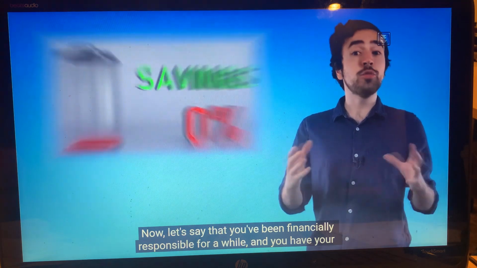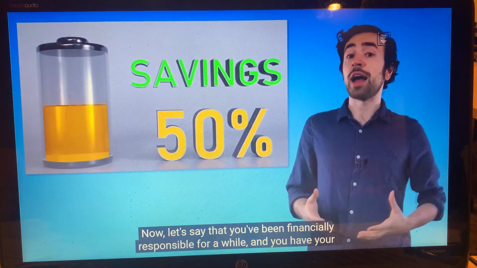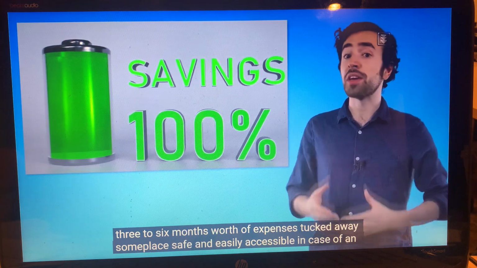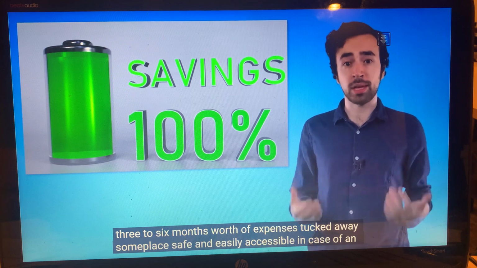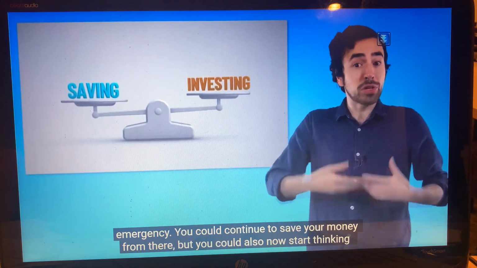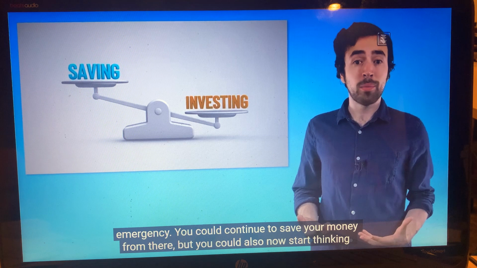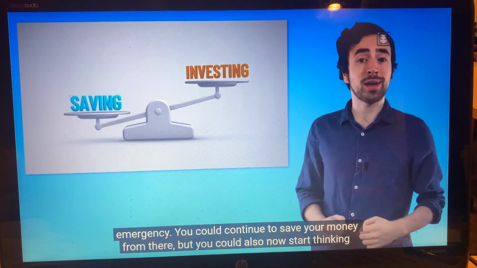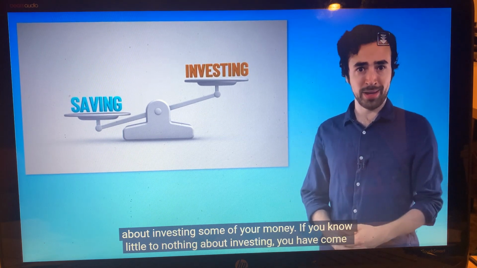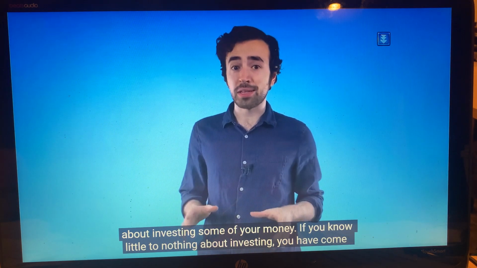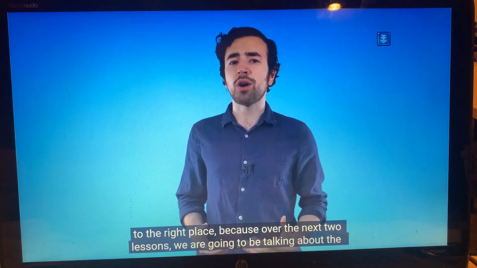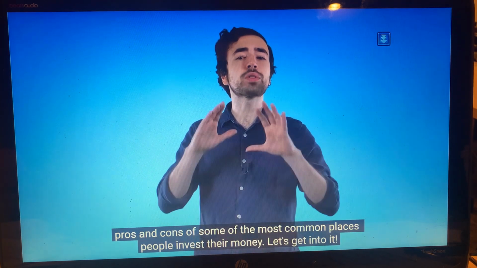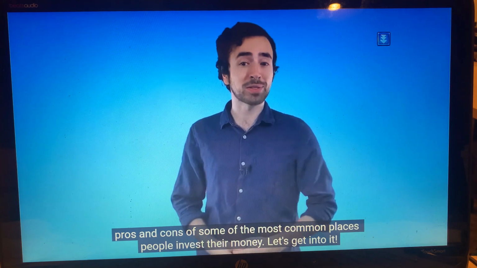Now, let's say that you've been financially responsible for a while and you have your 3 to 6 months worth of expenses tucked away someplace safe and easily accessible in case of an emergency. You could continue to save your money from there, but you could also now start thinking about investing some of your money. If you know little to nothing about investing, you have come to the right place, because over the next 2 lessons, we are going to be talking about the pros and cons of some of the most common places people invest their money. Let's get into it.